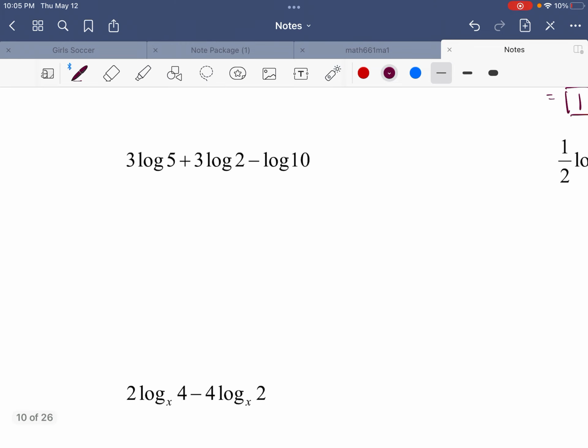Any of these examples, if you need to watch them again, just pause and rewind. Okay, let's bring these exponents up.